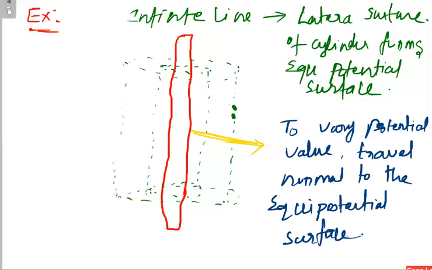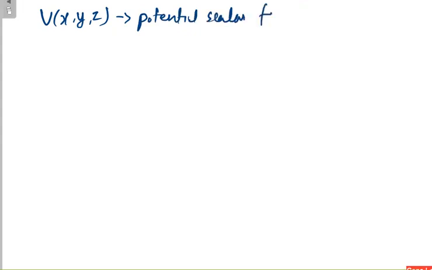Now we have seen the voltage scalar function in the Cartesian coordinate system. Then in the spherical and cylindrical coordinate systems, what is the relation for the gradient function? For example, say V of x, y, z is a potential scalar function. Then what is the gradient of V?